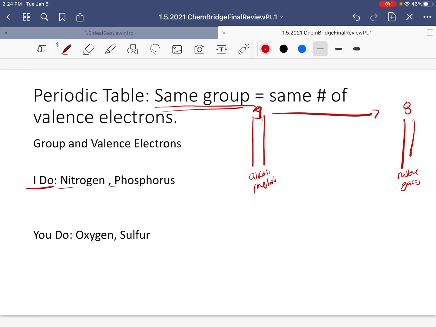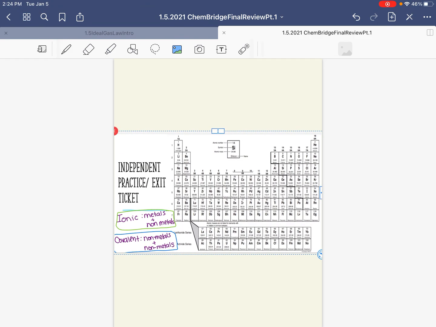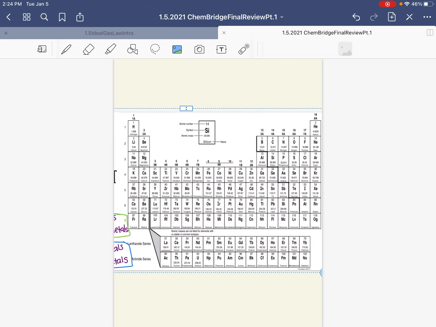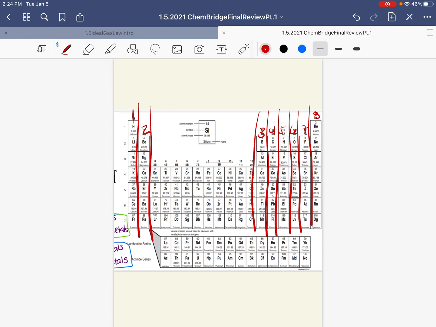So I'm going to look at nitrogen and phosphorus. So for nitrogen and phosphorus, let me just add a page real quick. Let me add the periodic table, guys. Here we go. So here we have groups 1, 2, 3, 4, 5, 6, 7, and 8. Again, they're columns going down. So depending on whatever group number you're in, that's the number of valence electrons that you have. So again, I was looking at nitrogen and phosphorus. These are in group 5.